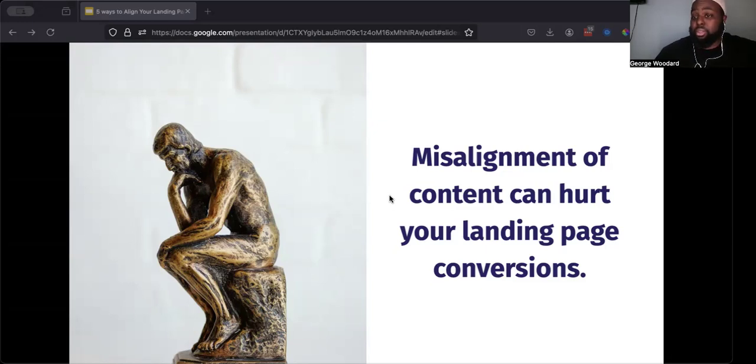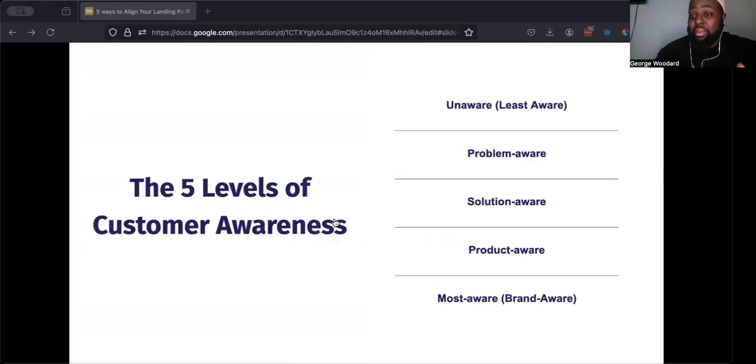It can definitely hurt your landing page conversions, and you end up throwing away or wasting time on efforts because there's no cohesion between your message and what your audience is currently at. And because of that, you want to make sure you understand where your audience is in the buying cycle. And how you do that is understanding the 5 levels of customer awareness.